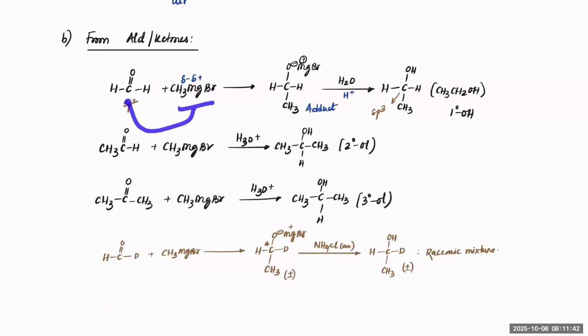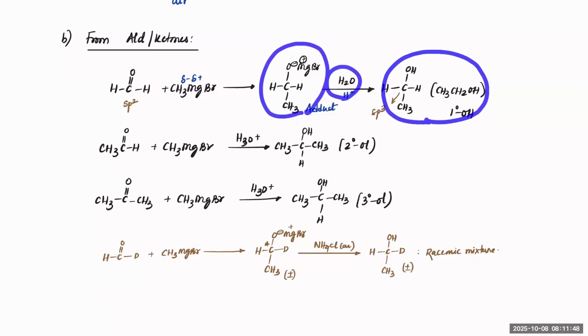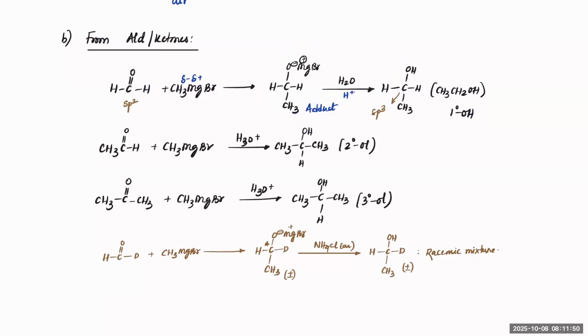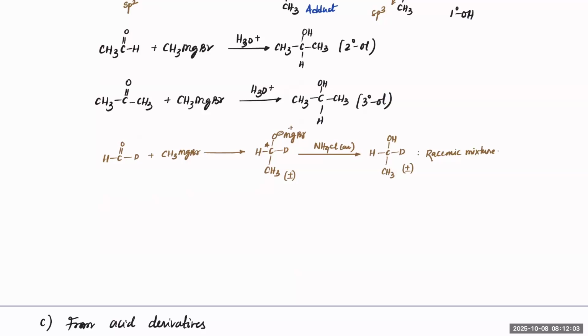With aldehydes, Grignard's reagent, when you attack on formaldehyde, you will get this adduct, which on hydrolysis will give you 1 degree alcohol. And if you have CH3MgBr on acetaldehyde, you will get 2 degree alcohol. CH3MgBr on acetone, you will get 3 degree alcohol. So that's how you can get these products. So you'll get a racemic mixture in all. Clear?